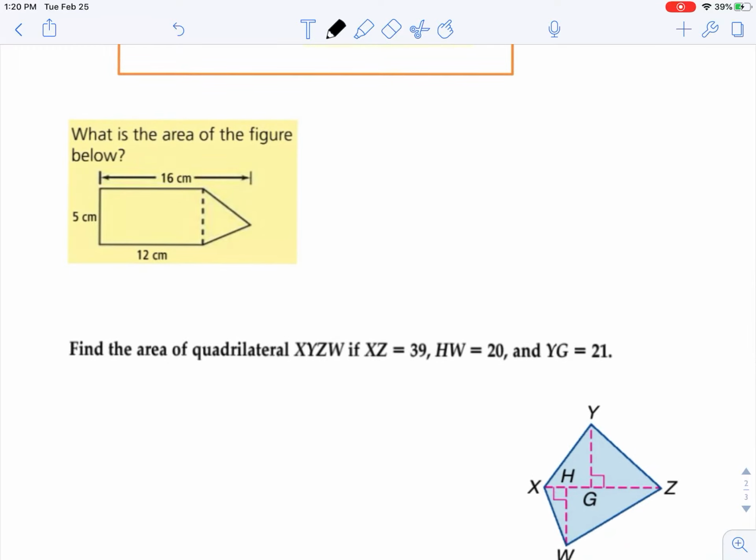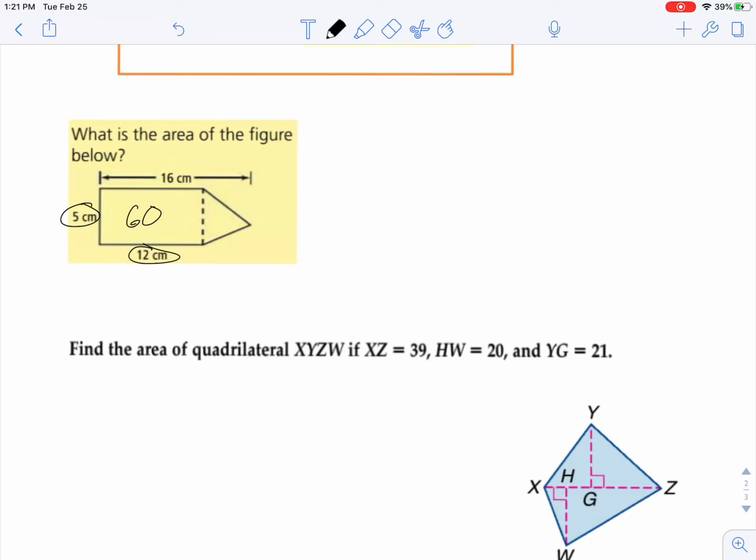This is one of the first times you guys are going to encounter that you actually have to split up these shapes into different figures. So the rectangle would just be base times height, which is 12 times 5. 12 times 5 is 60, I do believe. And then we got to figure out this triangle as well. On this one, they were pretty nice and they divided it for us. They won't always be like that, though.